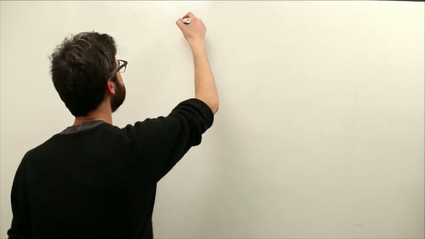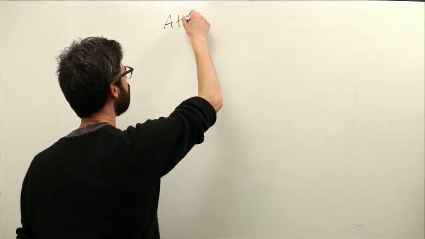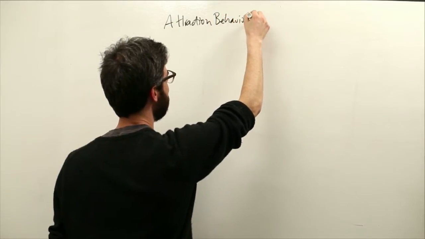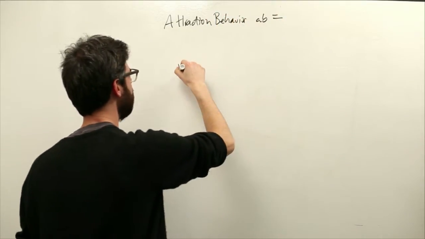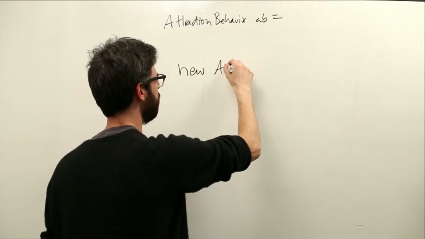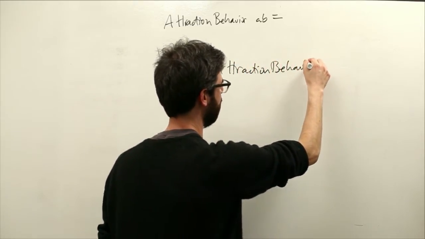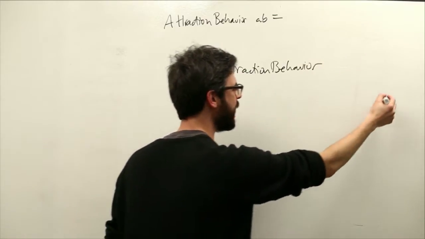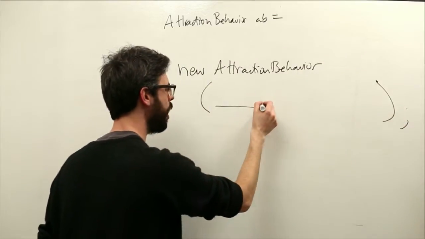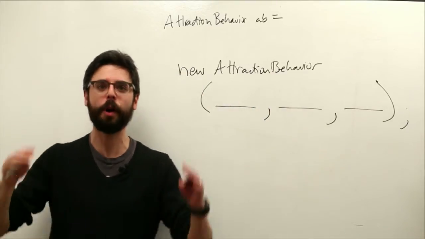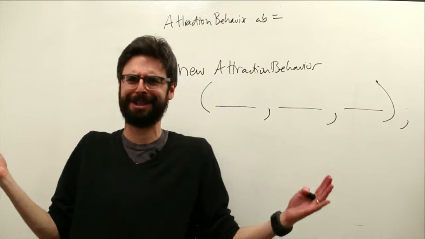So one of the things you can do in Toxiclibs is make an object called an attraction behavior. Attraction behavior, and we'll call it AB, equals a new attraction behavior. It's a lot of stuff to write, and it just takes three arguments. One, two, three. So what are those three arguments? First of all, what does this even do? I mean, come on here.